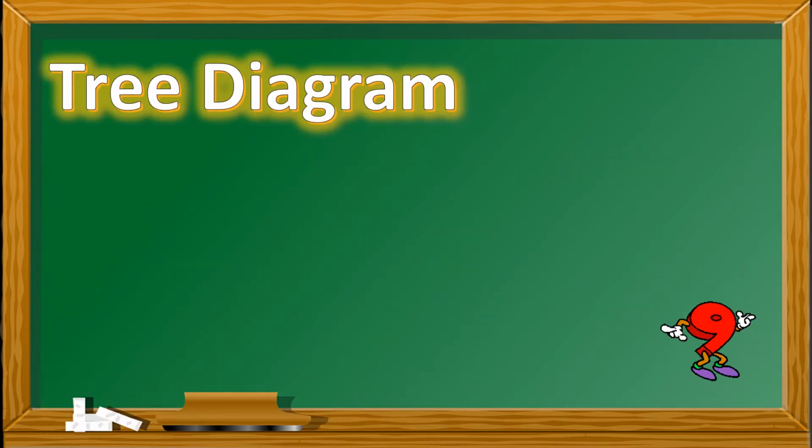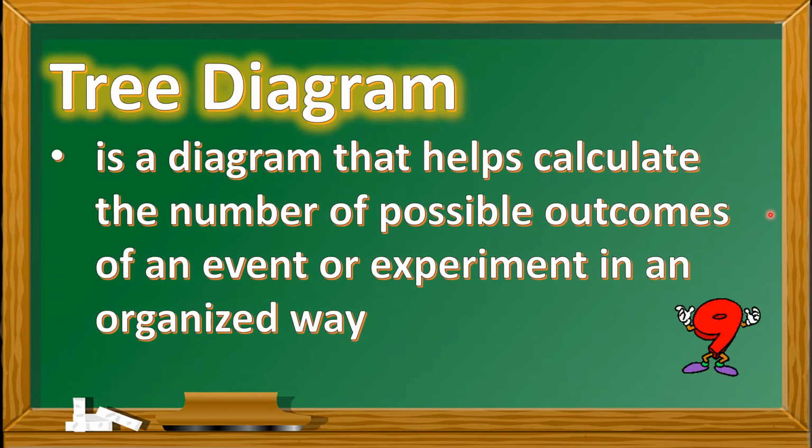Next we have the tree diagram. From the word itself, tree, meaning you're going to use a tree. Later on you will see why it is called a tree diagram. It is a diagram that helps calculate the number of possible outcomes of an event or experiment in an organized way. So a tree diagram can be used to have an organized way of calculating the number of possible outcomes.